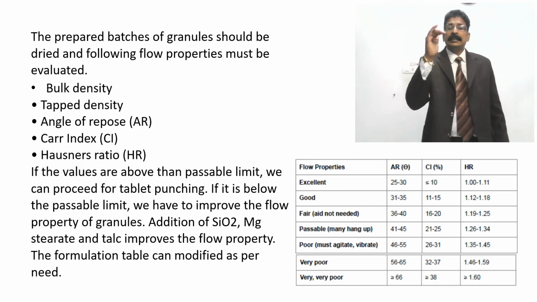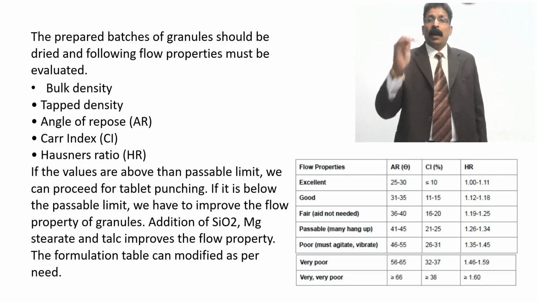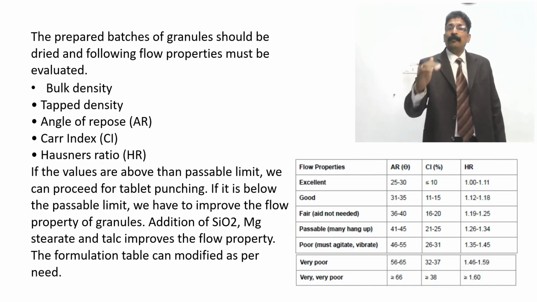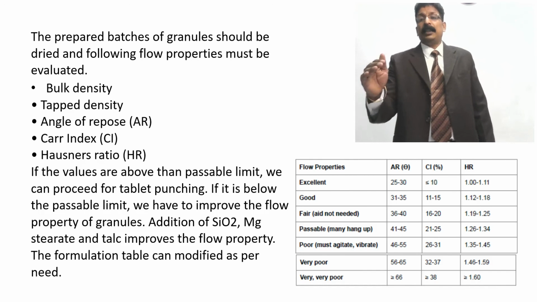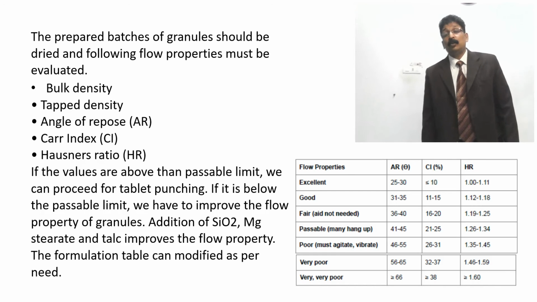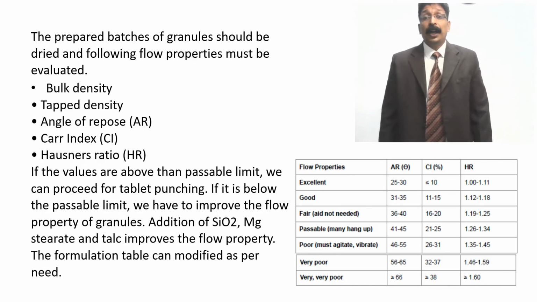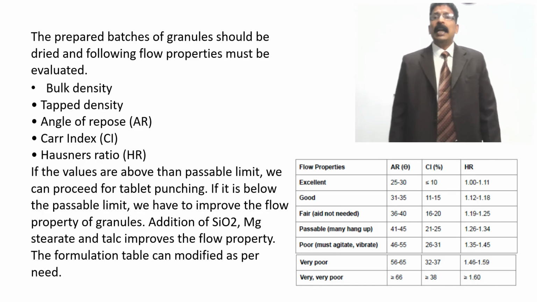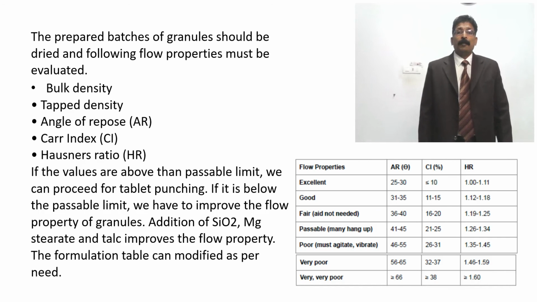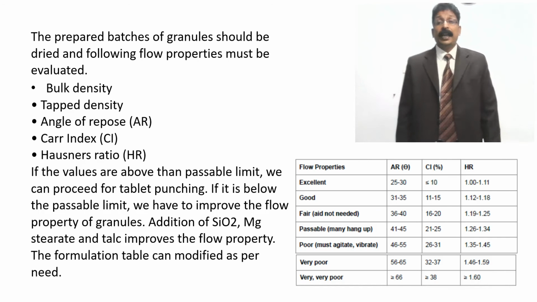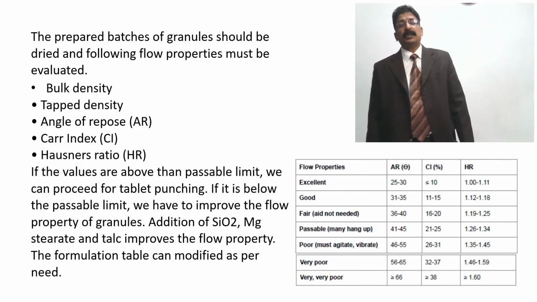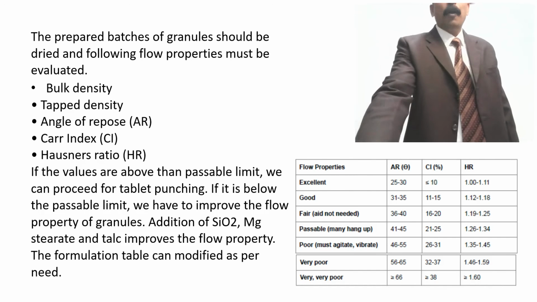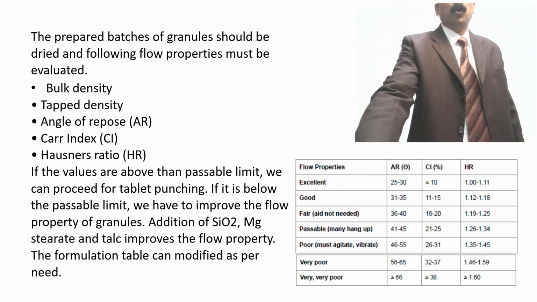See, there is excellent, good, fair, passable, poor, and very poor. If the value is high, for example 26 to 31, then you can say it is poor. So you have to add something to increase its flow property; addition of silicon dioxide, magnesium stearate or talc can improve the flow properties of the granules. So these are the parameters you should know, including Carr's index and Hausner ratio.